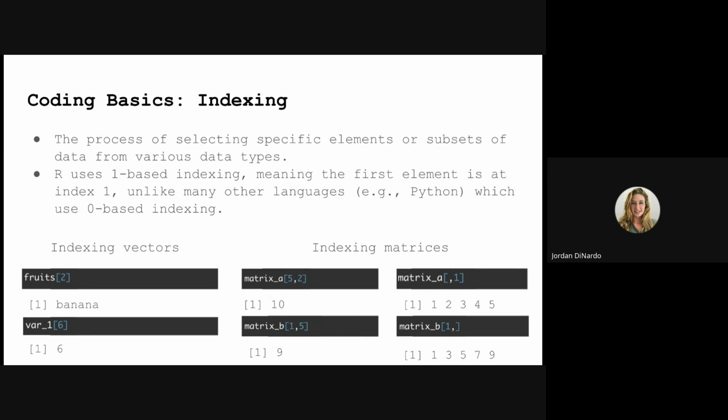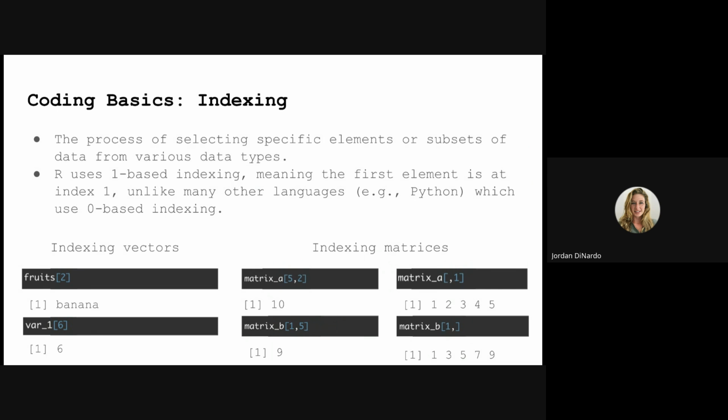But just for your example here, if you remember back, we had that vector called fruits, which was apple, banana, and I forget the last fruit, maybe pineapple. If you say fruits and we want to index the second element, that's what the 2 here means. We're grabbing whatever that second element was, and that happened to be banana. In var 1, this example down here, we're indexing the 6th element, and that happens to be 6.